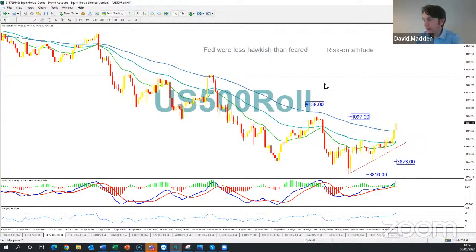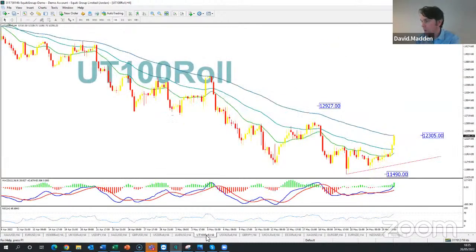I wouldn't be surprised if you rally up towards this area here, but then either encounter resistance there or even drift lower again. Although we dodged a bullet last night in terms of the Fed word as hawkish, we're still looking at a 50 basis point interest rate hike next month and the month after that. What's going on? Quickly take a look at the UT 100.